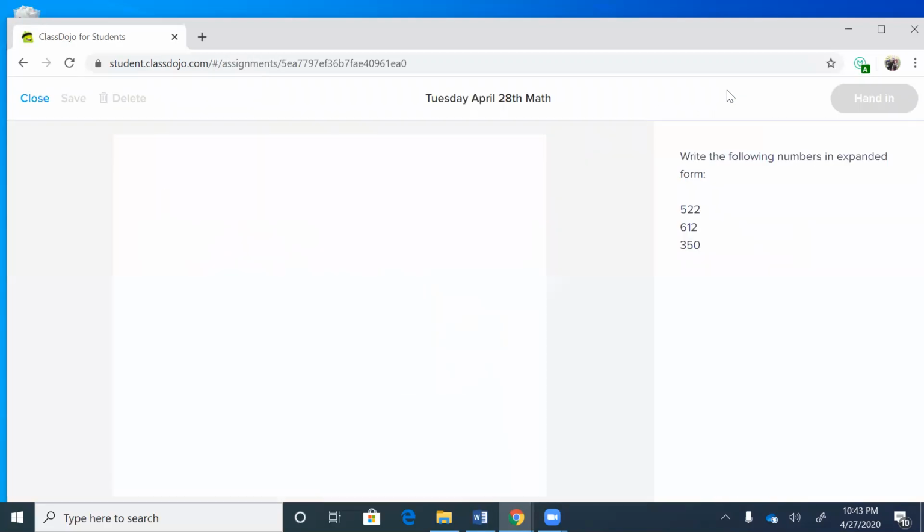Click on it. Write the following numbers in expanded form: 522, 612, 350. So you'll put your answer in here. Don't forget to hand in. So I'm going to just do a sample one for you. Here's my sample, 563. So you're not doing this one. This is just my sample.